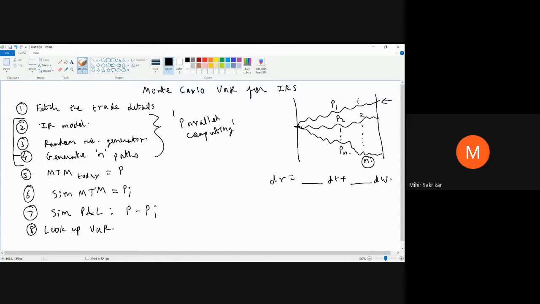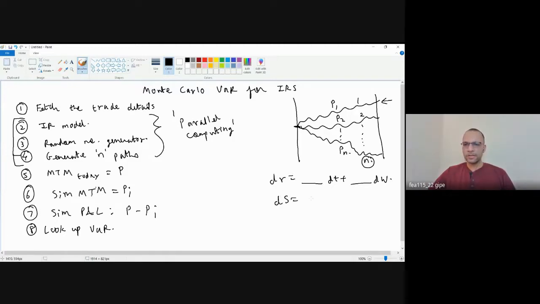So that's the differential, right? Differential of rate is, yes, differential time and differential W. So this is rate, just something similar to dS. So dS was rS dt plus sigma S dW. So this was for equity or for stock. So in place of S, I can have r and I can model an interest rate path.